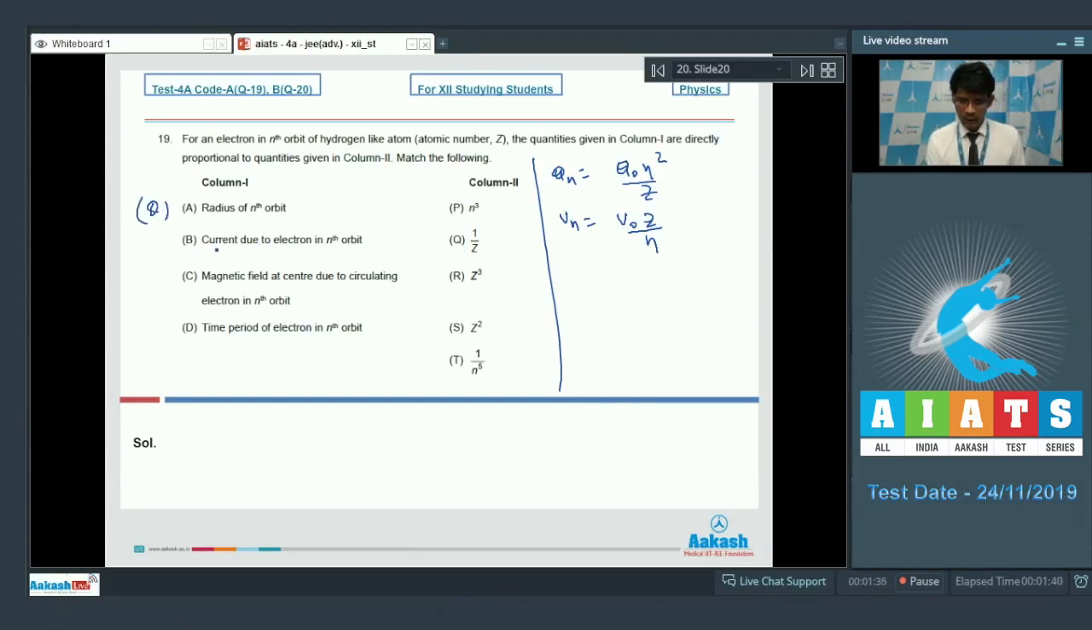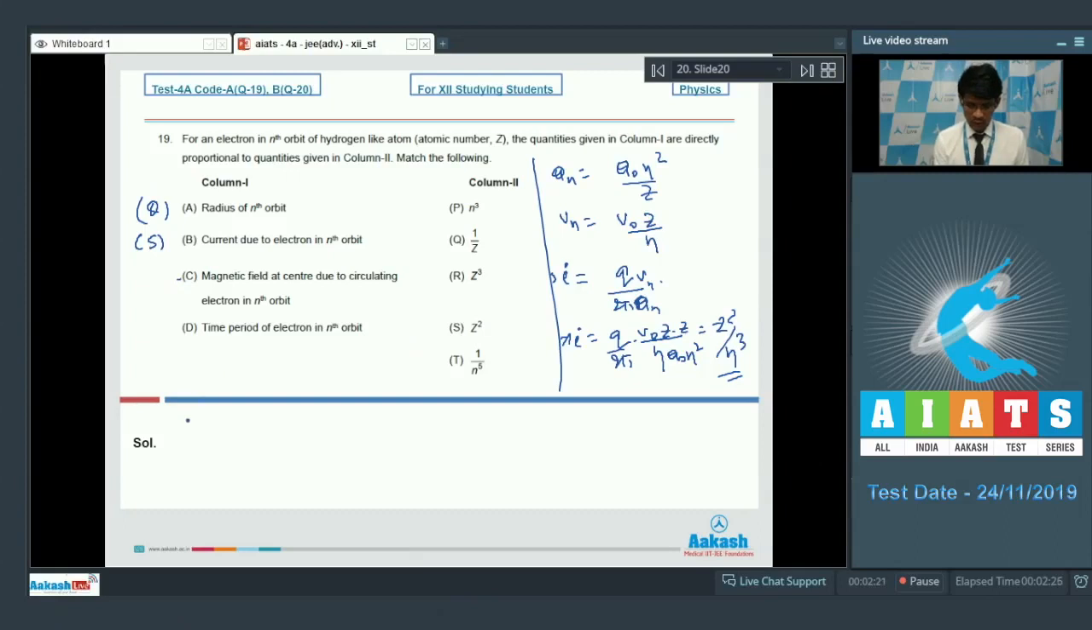Now for option B, current due to electron in nth orbit. Current would be I, that would be how much? Total charge Q divided by total time period. It is 2 pi an into Vn. So I will be Q divided by 2 pi. Vn is V0 z by n and an is a0 n square by z here. So it is proportional to how much? Z square by n cube. Just looking onto the option, it is coming out to be that option B is matching with here S.